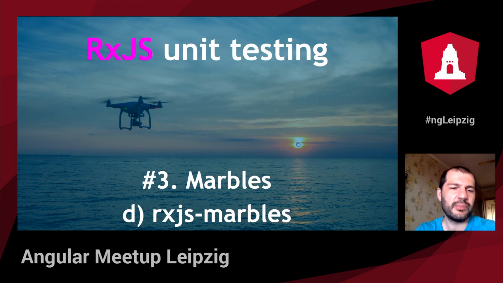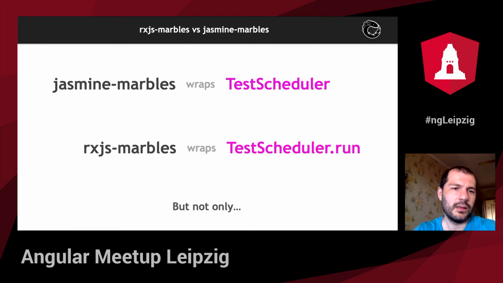There is a REPL library named rxjs-marbles. You may wonder, why one more REPL library for TestScheduler since we already have jasmine-marbles? As for the moment when I created the talk, the main imperfection of jasmine-marbles was that it doesn't support new TestScheduler.run method, so we cannot use time progressive syntax.